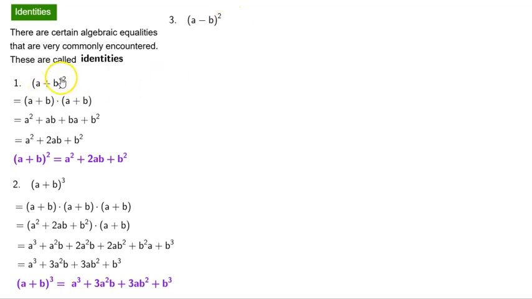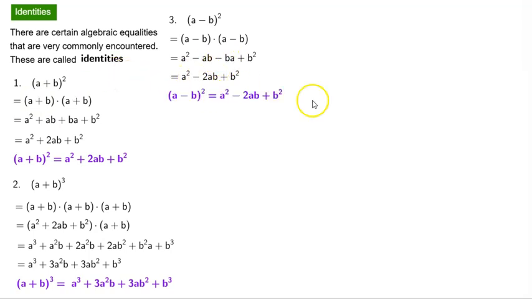A minus B square. So we had seen A plus B square. Now we are looking at A minus B square, which can be written as A minus B times A minus B. And if we multiply these two, we get A square minus AB minus BA plus B square. And we have A square minus 2AB plus B square. So this is another identity.